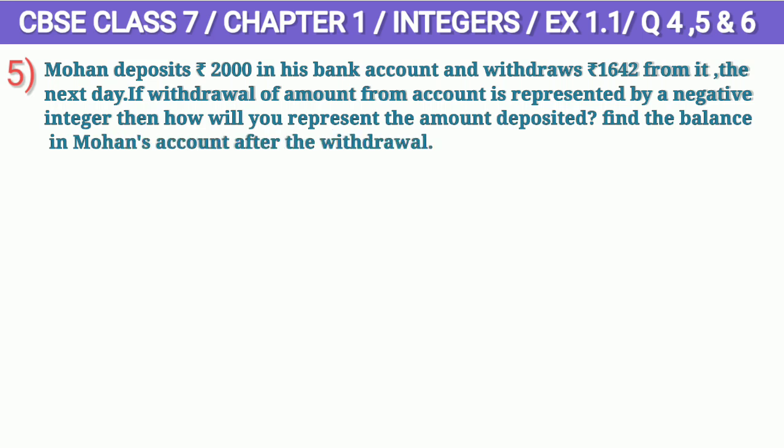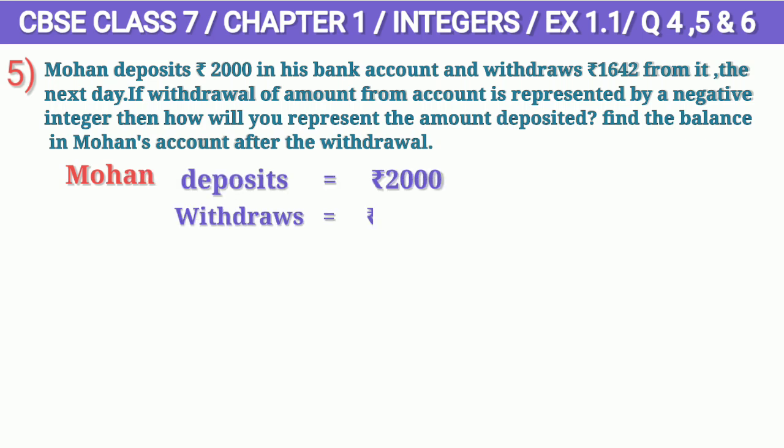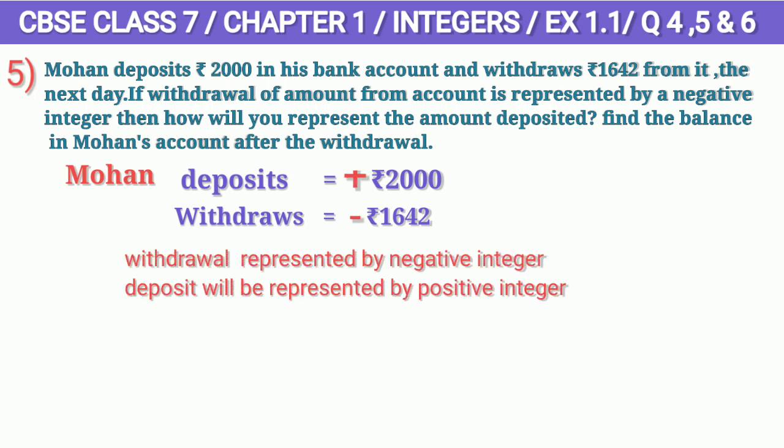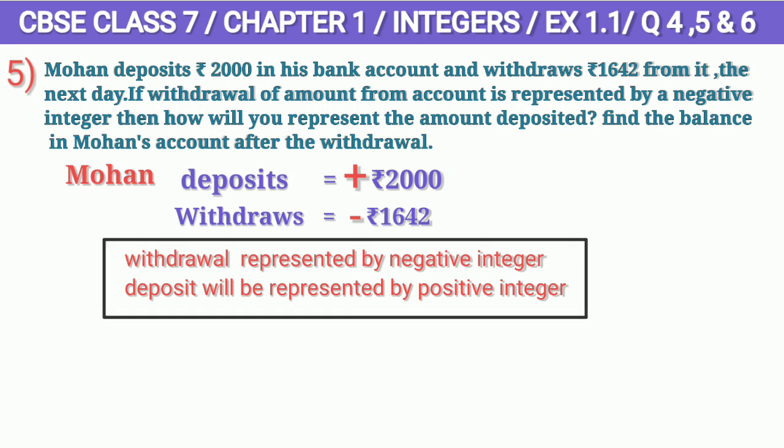So the question here says Mohan deposits rupees 2000 and withdraws rupees 1642. We will answer first part of the question. If withdrawal is represented by negative integer, deposit will be represented by positive integer.